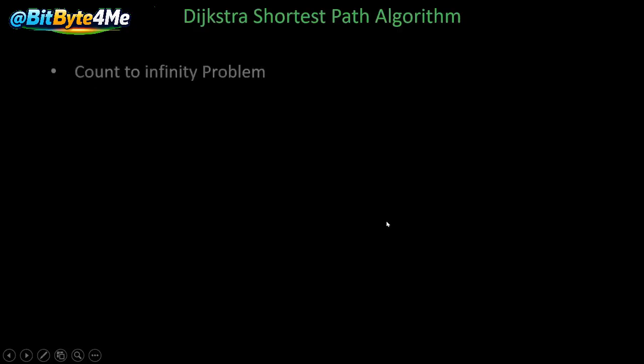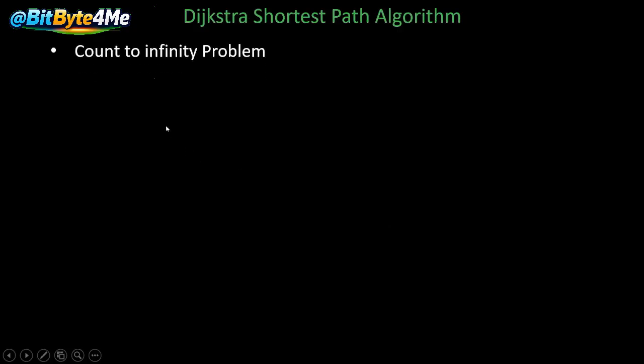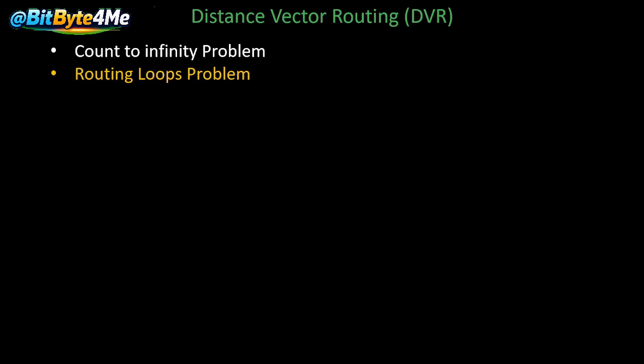There are also some problems, like the count to infinity problem, encountered in this algorithm. So why do these problems occur in this algorithm? Let's see this network in which we have 3 nodes A, B and C, and if they are connected they can send data from A to B, then from B to C.